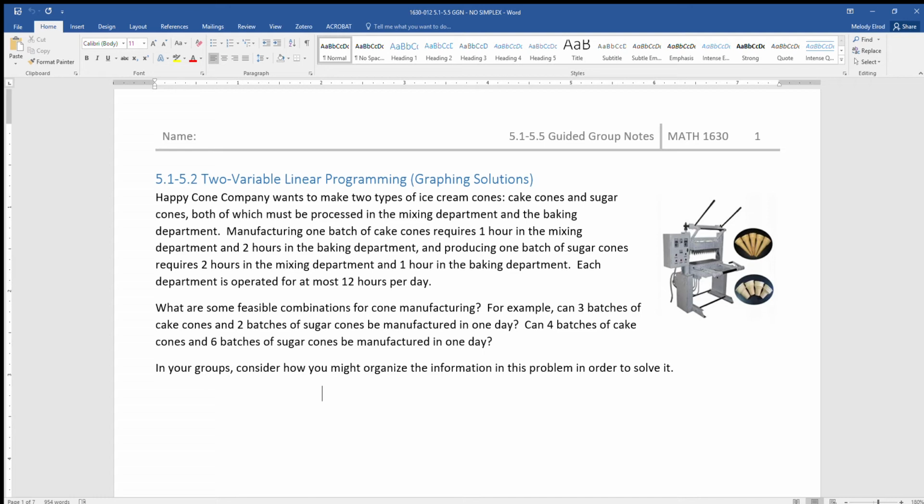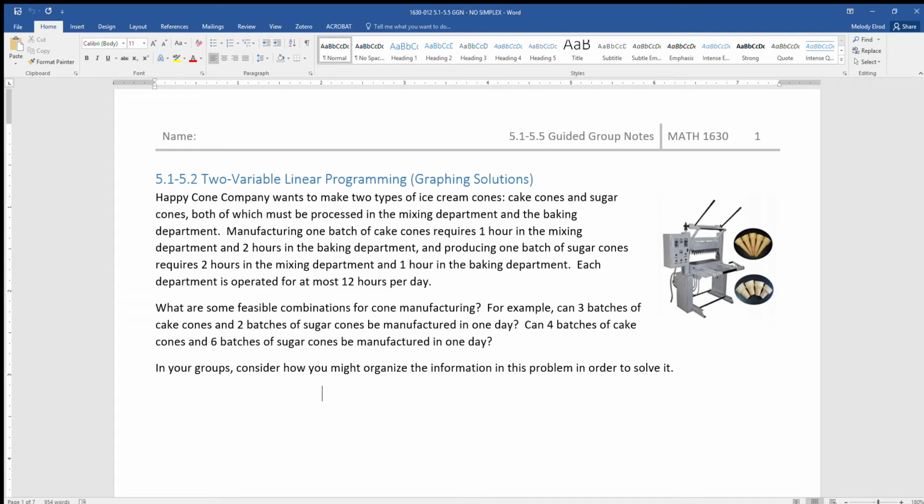and the baking department. Manufacturing a batch of cake cones requires an hour in the mixing department, 2 hours in the baking department. Producing a batch of sugar cones requires 2 hours in the mixing department and an hour in the baking department. And each department is operated for at most 12 hours a day. So we've got all these constraints, all these parameters. Our goal, produce the ice cream cones, but we have these constraints. We need such and such time to do that in each of these departments, and we have a maximum of 12 hours in the baking department, 12 hours in the mixing department.